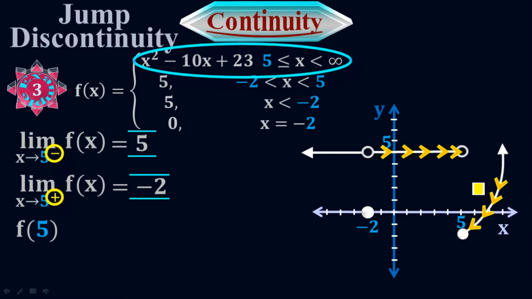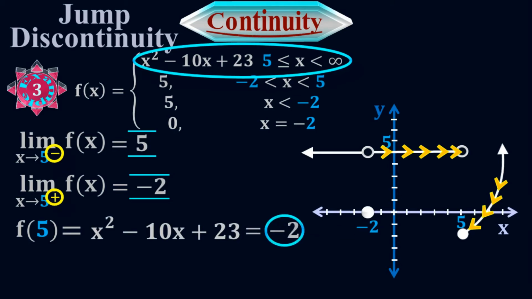For the actual value, we have to pick the piece of the graph with a fill-in circle, not with an empty circle. Actual value means that exactly on x equals 5, my function is defined at negative 2 here. So when I put x equals 5 in this equation, x squared minus 10x plus 23, I'm going to get negative 2. This negative 2 is my actual value for this section of the graph only, for these two pieces. Why didn't I pick this piece?